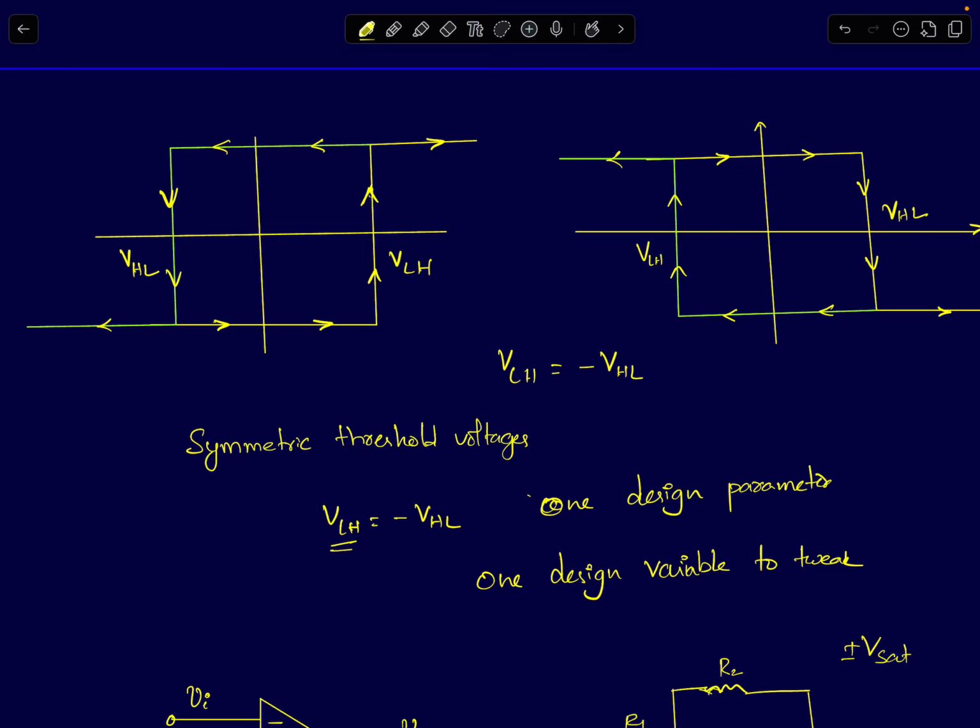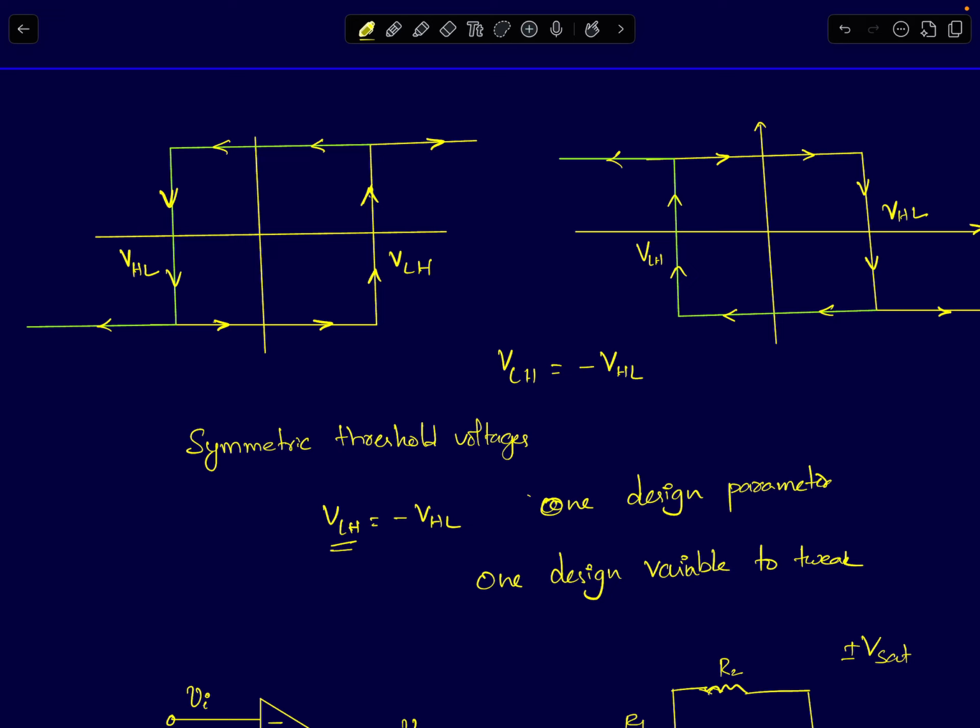Hi everyone. Previously, in our discussions on Schmidt triggers, we discussed how to realize Schmidt triggers with symmetric and asymmetric threshold voltages. We looked at how to analyze these circuits in great detail.